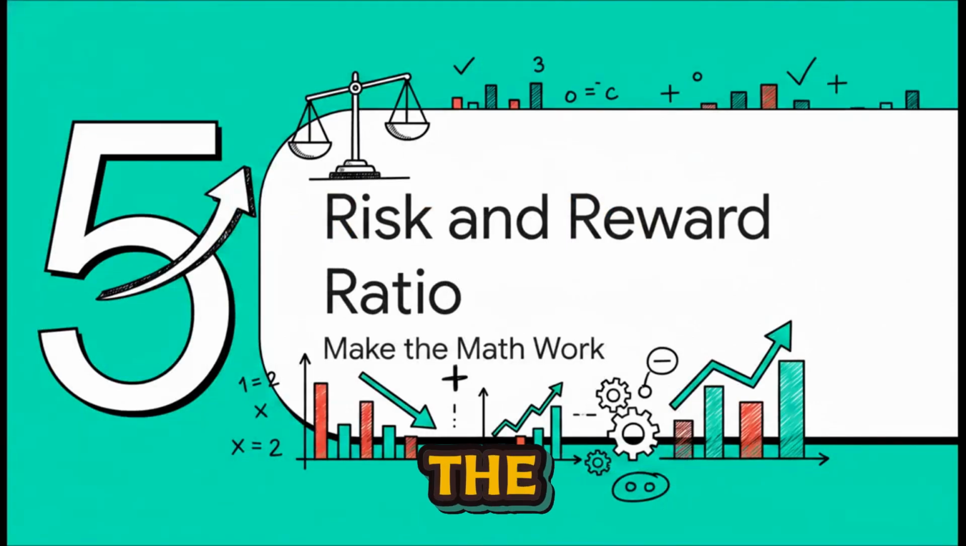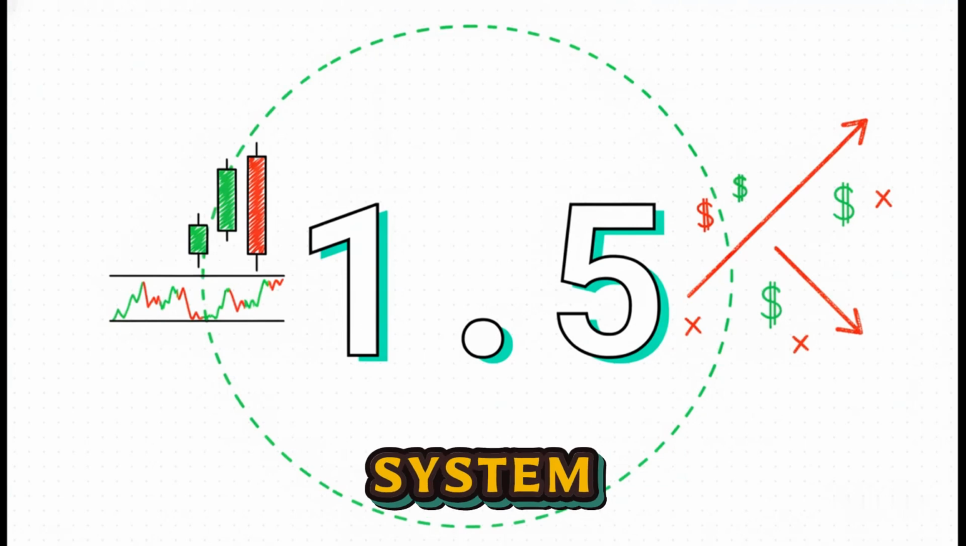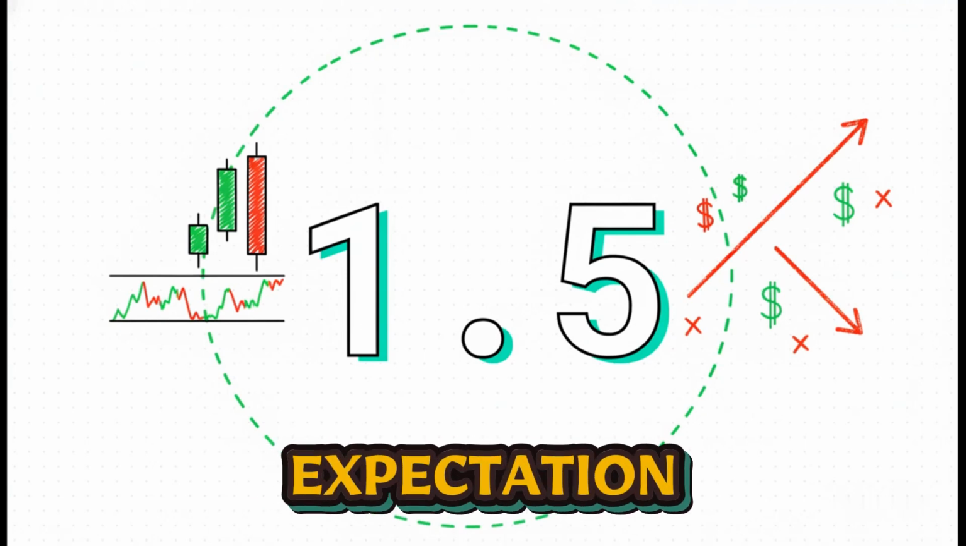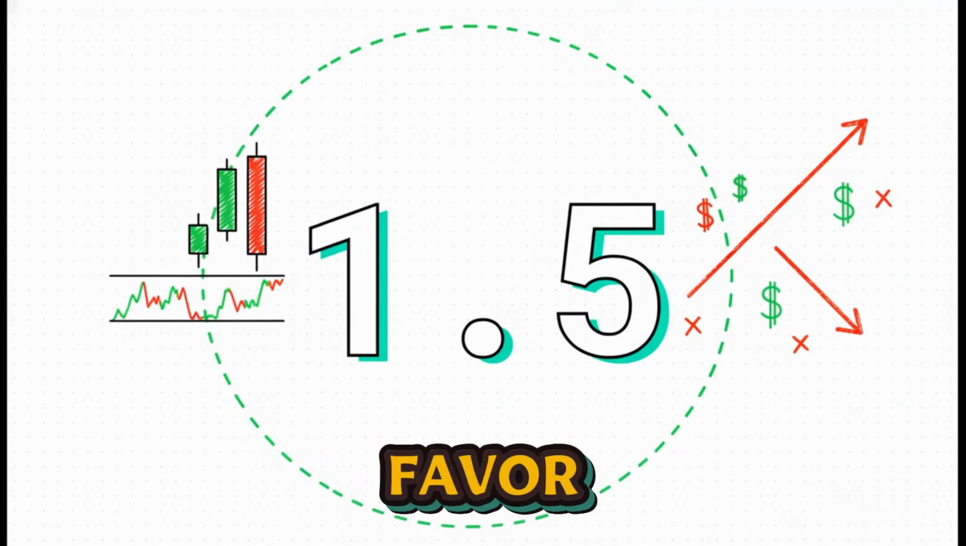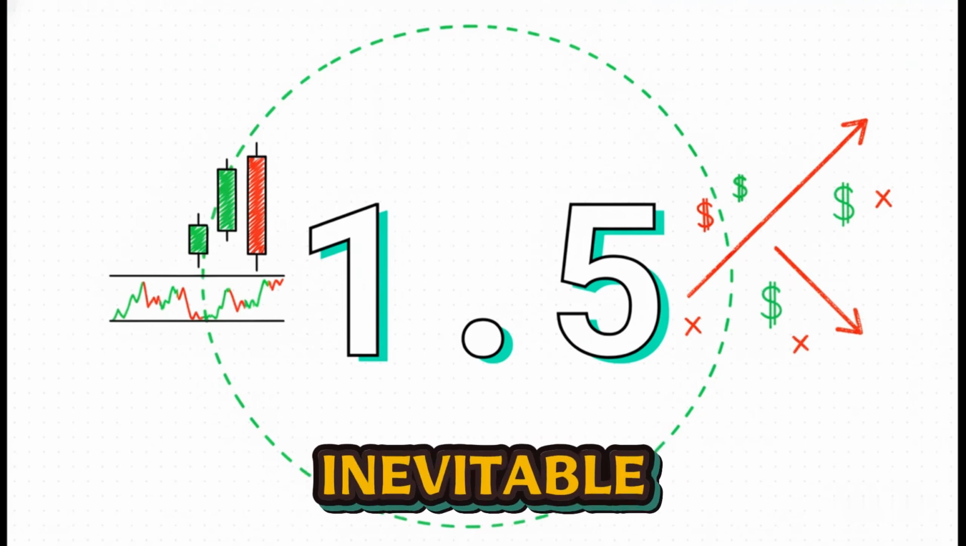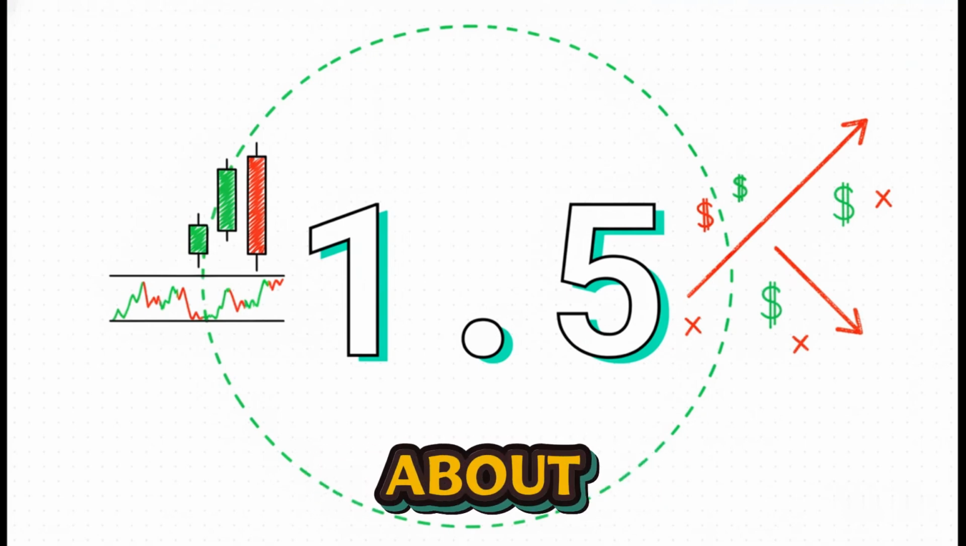Part 5. The risk and reward ratio. Making the math actually work for you. The whole point of this system is to ensure the mathematical expectation is heavily skewed in your favor, which completely negates those inevitable stop-outs we just talked about.